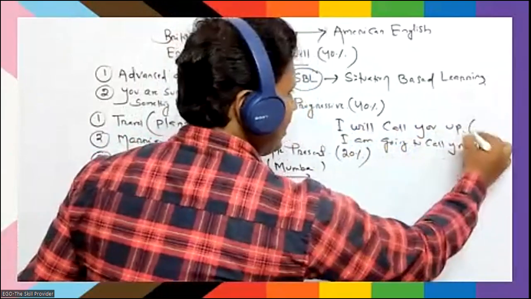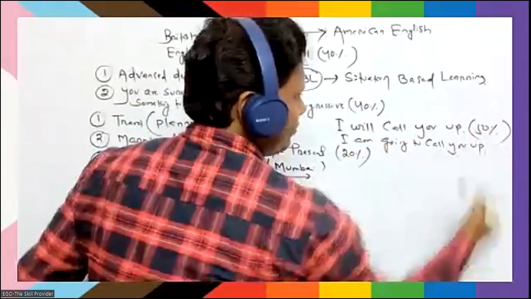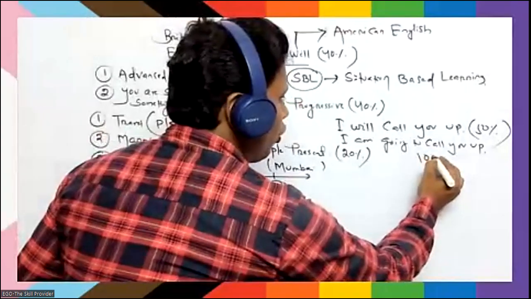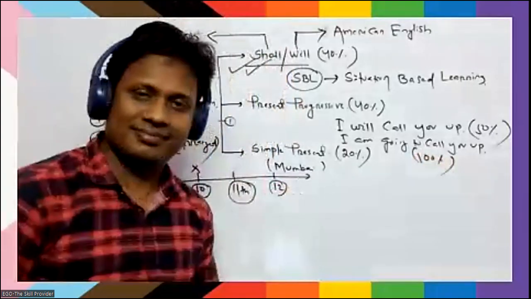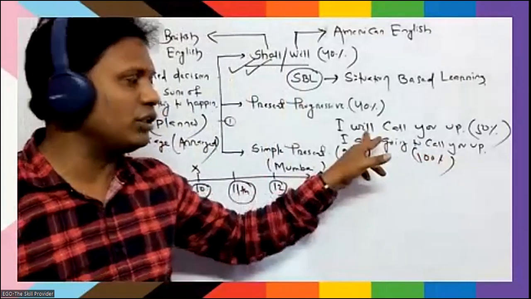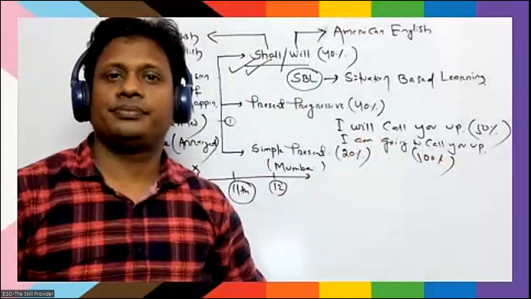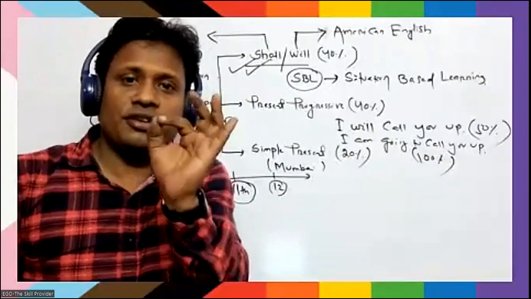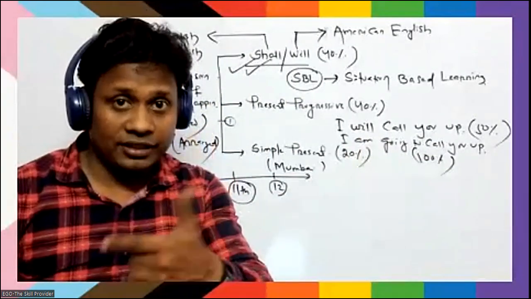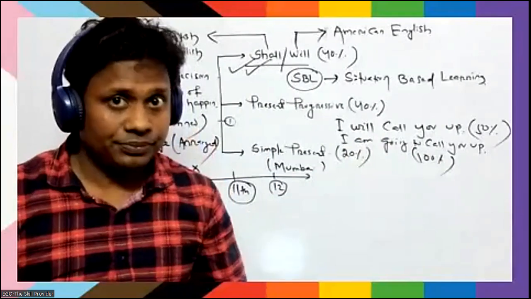So the difference is that here 50% chance is there. You may call, you may not call. The moment you say I am going to call you, 100% you are going to call. But most of the time, even when you are going for 100%, you are using silent will. So you are wrong. So whenever you are sure of something is going to happen, you can say, I'm going to call you, sir, after 9:30, 10 o'clock, like that.